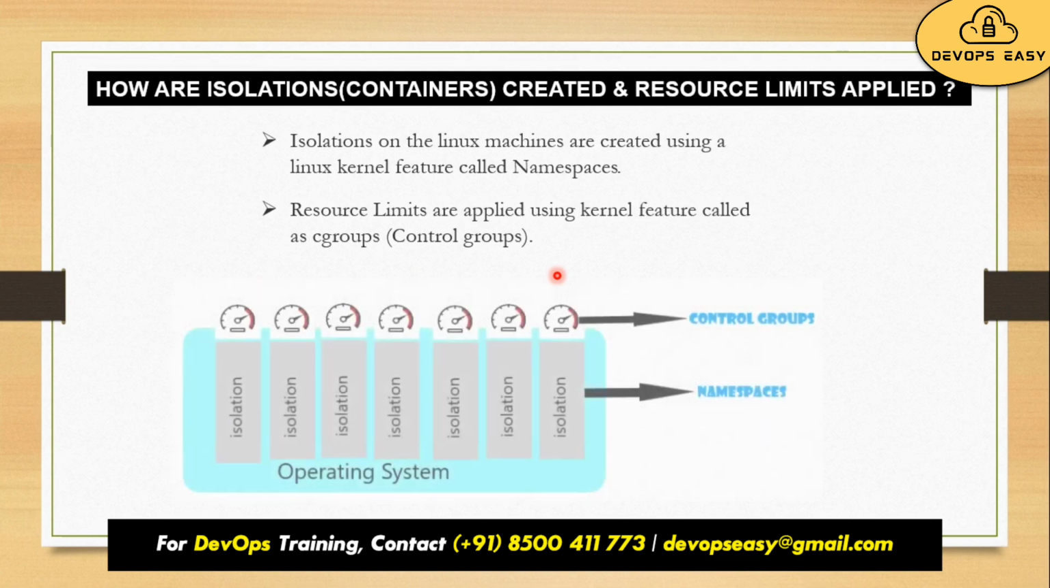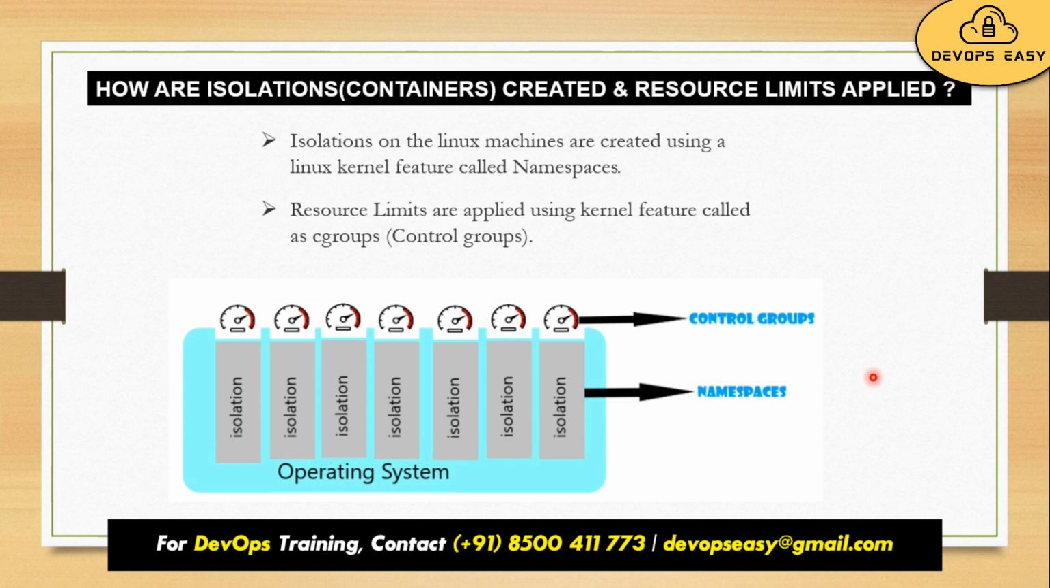Using these control groups, this is the operating system. Inside the operating system, an isolation is created, right? Isolation is nothing but a container. So this container is created by namespace. Once the container is created, it gets CPU and RAM using control groups. But if you want to create this container yourself, you need to write thousands of lines of shell scripts.